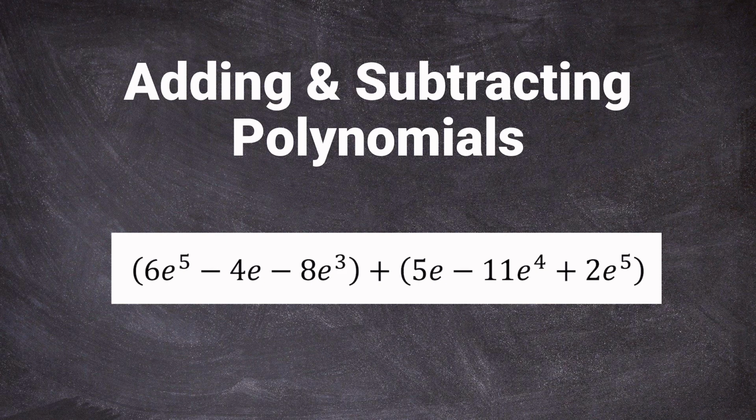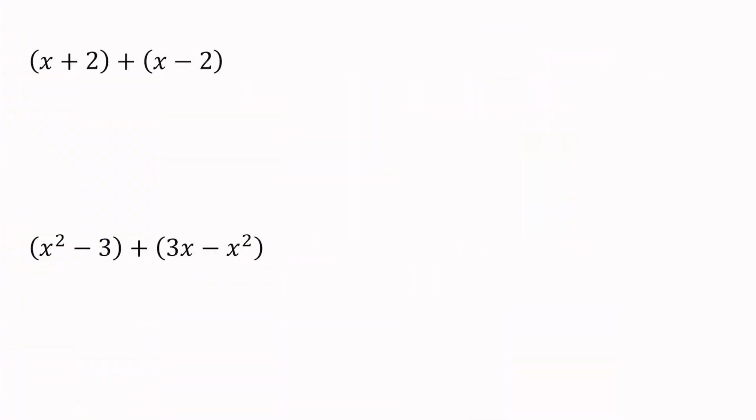So, when you have two polynomials that are being added like these, what you need to do is group like terms together. And what I mean by like terms is, for example, x squared and x squared, negative 1x squared, for example, those are like terms.